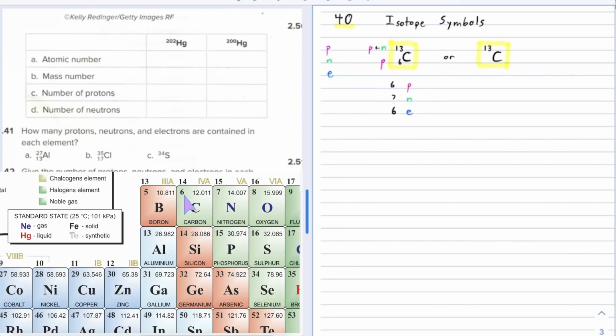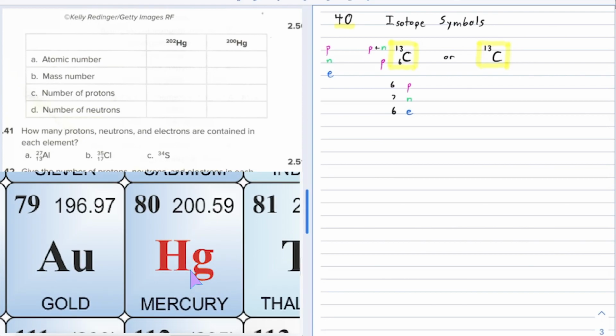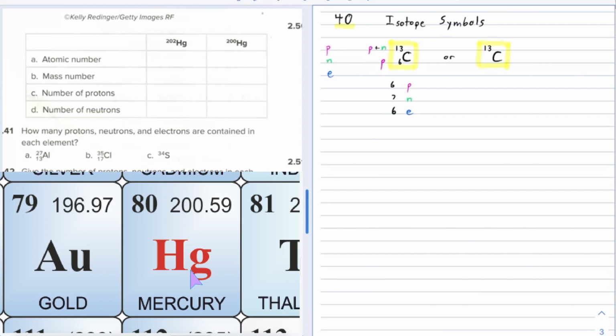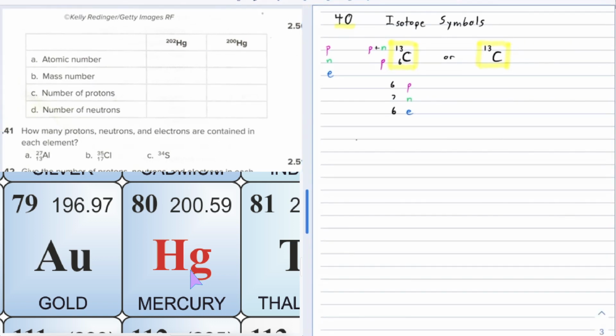Now let's go to the isotopes of mercury. Mercury is one of the 2 liquid elements, and here it is, number 80. So these 2 isotope symbols over here, mercury 202 and mercury 200, we could write those as follows. So mercury 202, and then mercury 200. If we want to include the atomic number in the isotope symbol, we can totally do that.